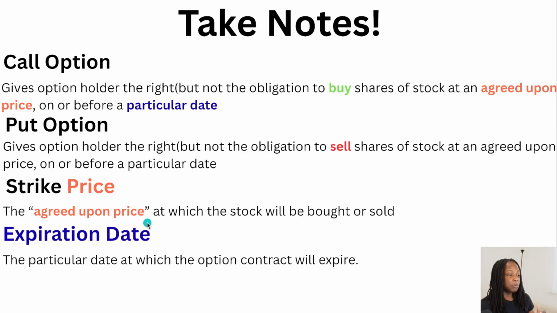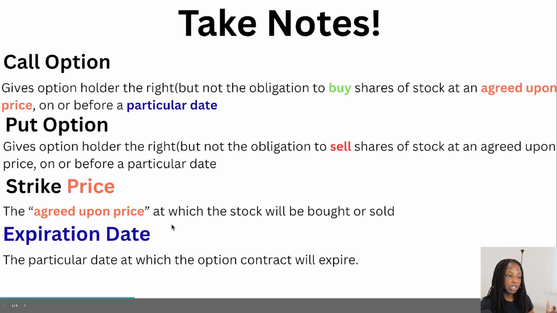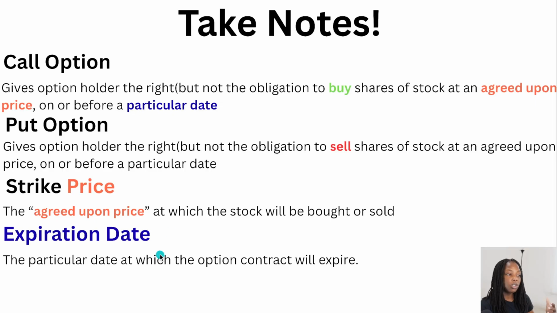The strike price is basically the agreed upon price at which the stock will be bought or sold. If you're day trading, the strike price is important to you because that's your target price. That's the price you feel like the stock is going to make a move to. The expiration date is important because if you're trading options, you don't want to let the contract expire on you unless you are exercising the option contract, which is an advanced concept and not really relevant for day trading.